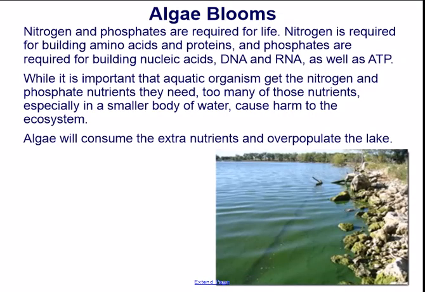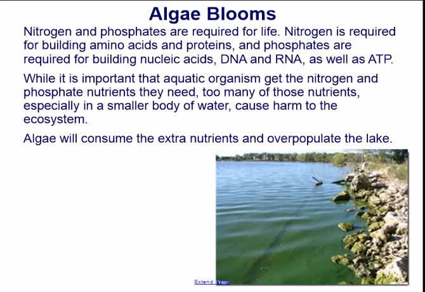Algae blooms. Nitrogen and phosphates are required for life. Nitrogen is required for building amino acids and proteins, and phosphates are required for building nucleic acids, DNA, and RNA, as well as ATP. While it is important that aquatic organisms get the nitrogen and phosphate nutrients they need, too many of these nutrients, especially in a smaller body of water, cause harm to the ecosystem.